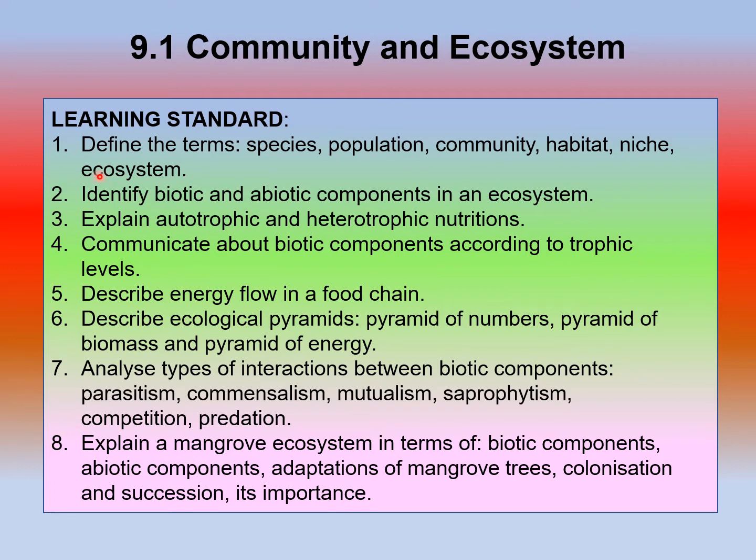Number 1, define the terms species, population, community, habitat, niche, and ecosystem. Number 2, identify biotic and abiotic components in ecosystems. Number 3, explain autotrophic and heterotrophic nutrition. Number 4, communicate about biotic components according to trophic levels.